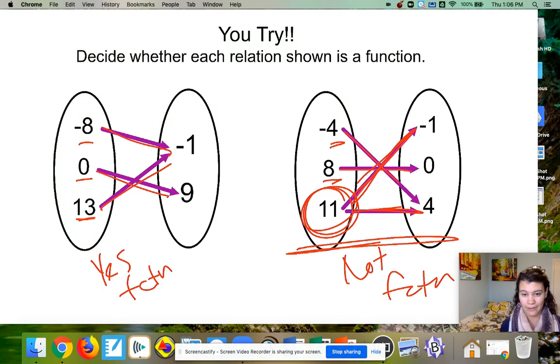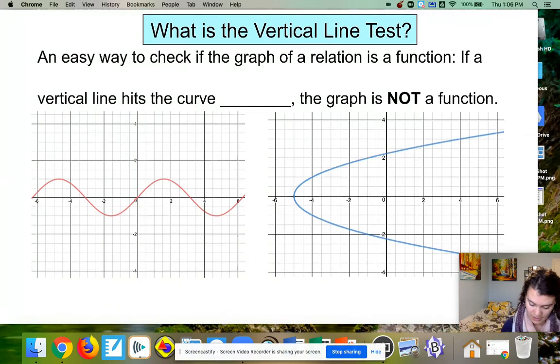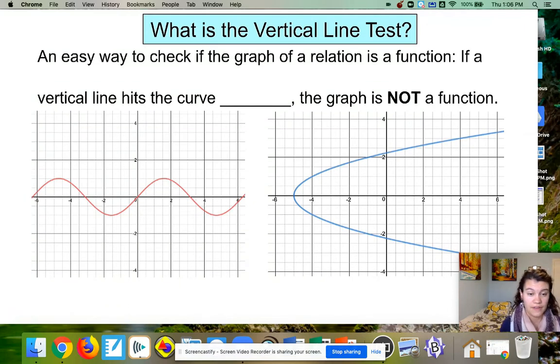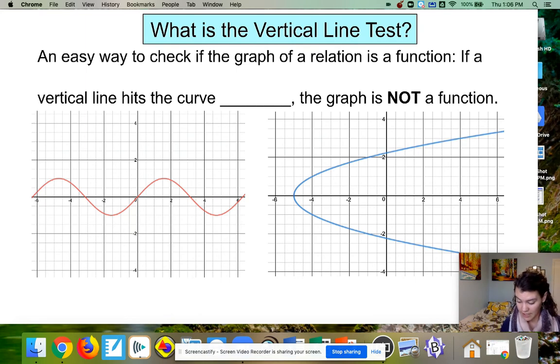So if you don't have a mapping diagram like this and you're just looking at a graph, there is a way to test if it's a function or not. This is called the vertical line test. An easy way to check is to just draw a vertical line. If it hits the curve in two places or more, then it's not a function.